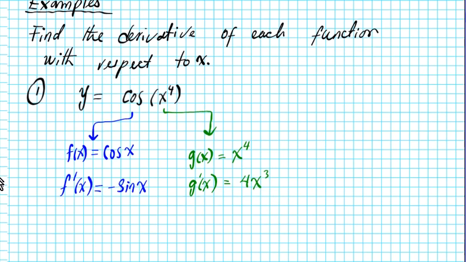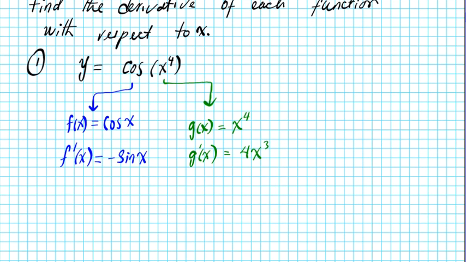Okay? So now we're going to use the chain rule. Derivative of the outer evaluated at the inner. So we're going to take the inner function and plug it into the derivative of the outer. And then we'll multiply our answer by the derivative of the inner. Okay? So dy dx is going to be, let's put the formula over here.